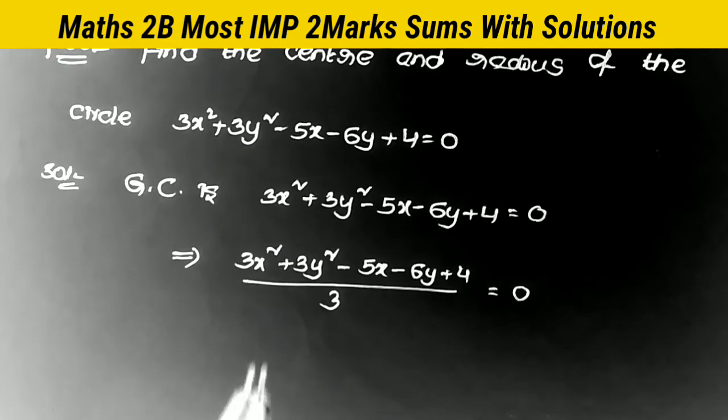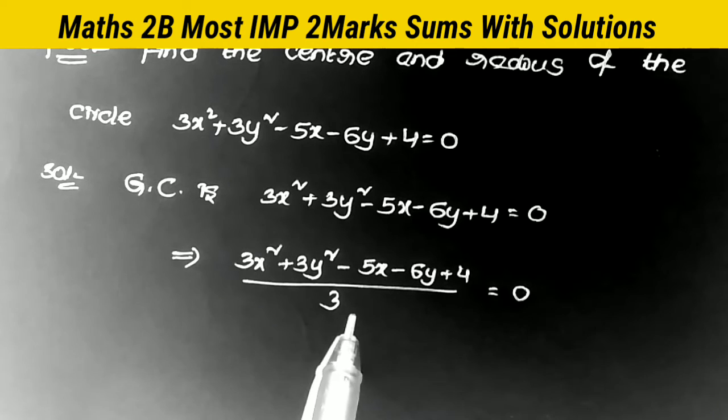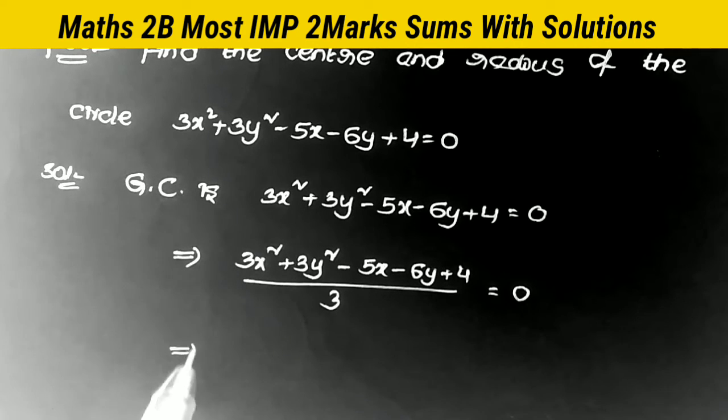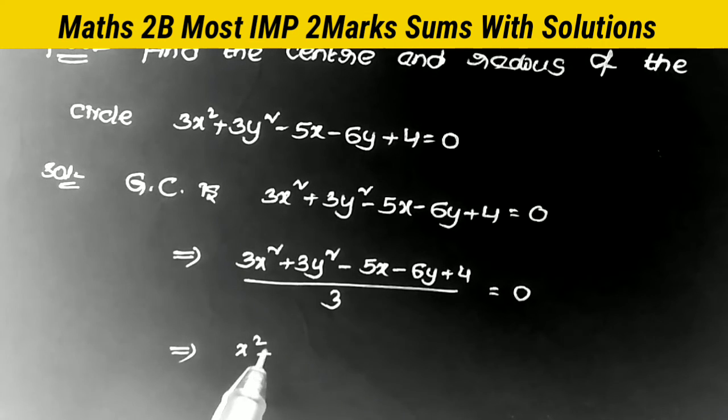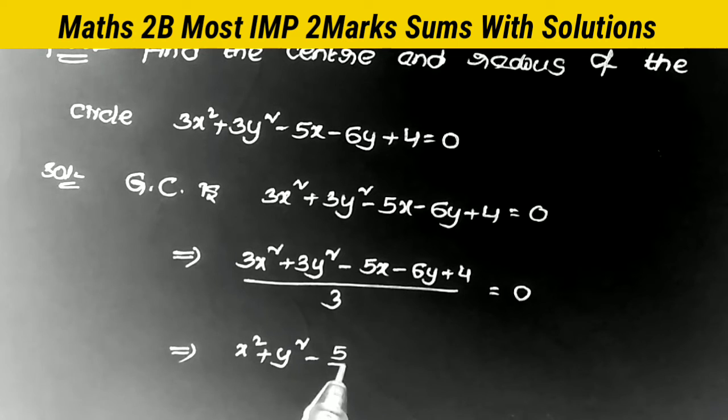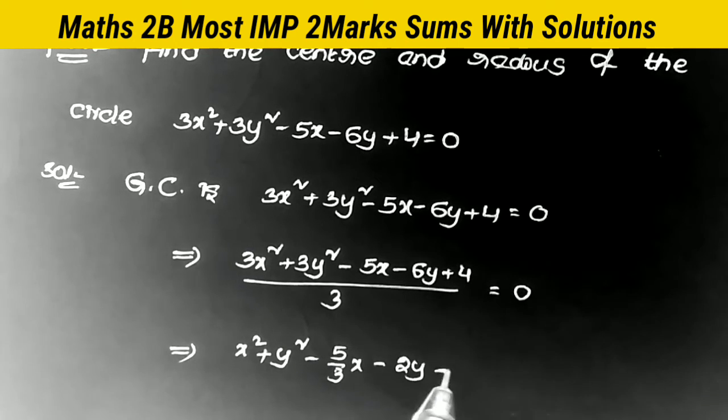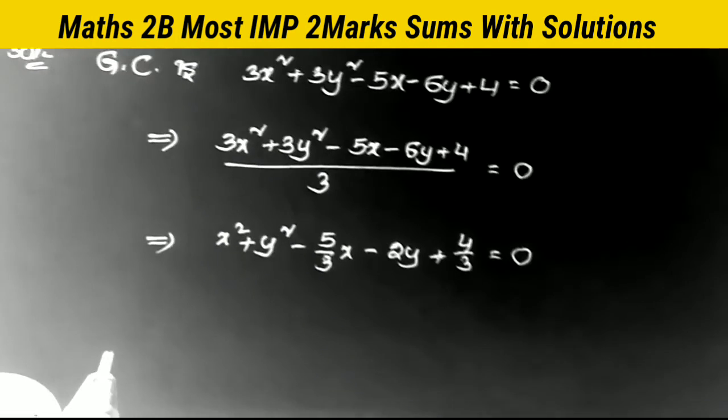So first here we have that x square and y square coefficient is equal to 3. So first we divide this equation by 3. So 3x square by 3, x square plus 3y square by 3, y square minus 5 by 3 into x minus 6 by 3, that is 2 y, plus 4 by 3 is equal to 0. This is the circle equation.